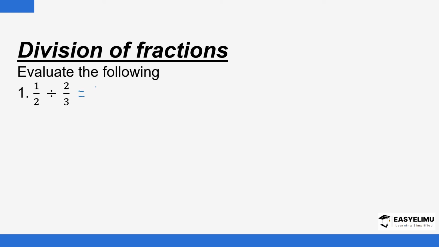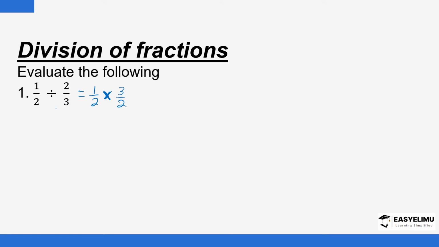So you write the first fraction, which is 1 half, and then the division sign, you change it to multiplication. Then the second fraction here can be called the divisor, or the dividing fraction. It's the divisor. You do the reciprocal, so you invert it, you write it upside down. So 3 goes to the numerator and 2 goes to the denominator. So we have 3 over 2.